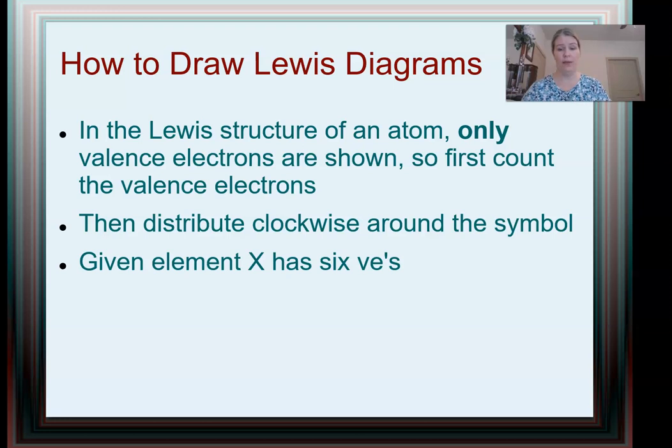So let's say that element X is something else in group 16 that has 6 valence electrons. So I start by putting X, and then since I'm just drawing this by itself, I'm going to start at the beginning and go 1, 2, 3, 4, and now I'm going to pair up 5, 6. So there is the Lewis dot diagram for anything in group 16.